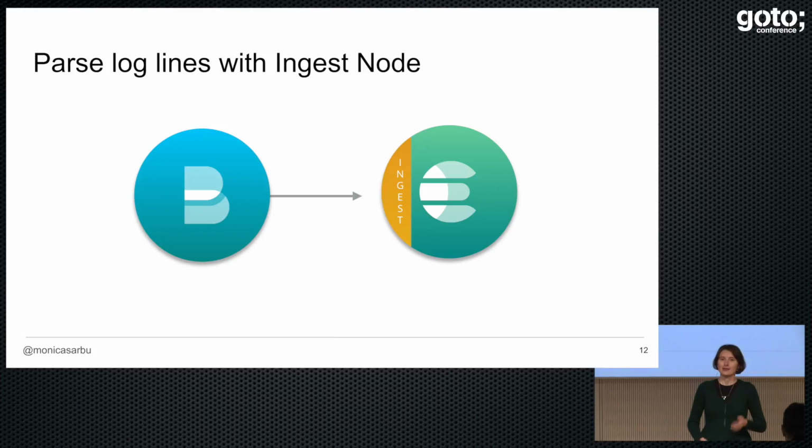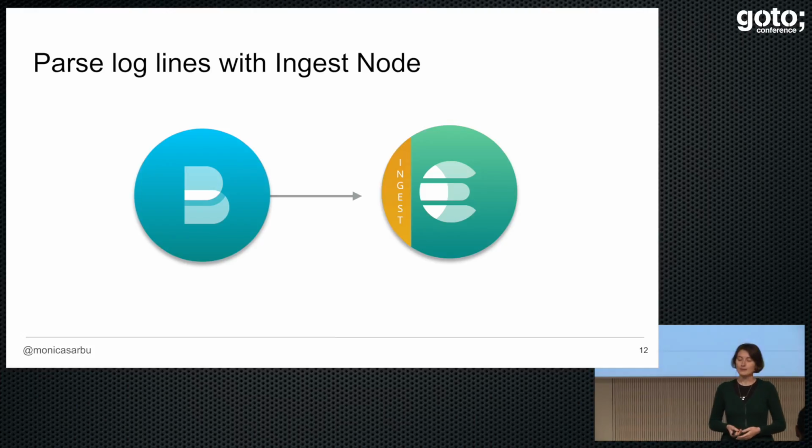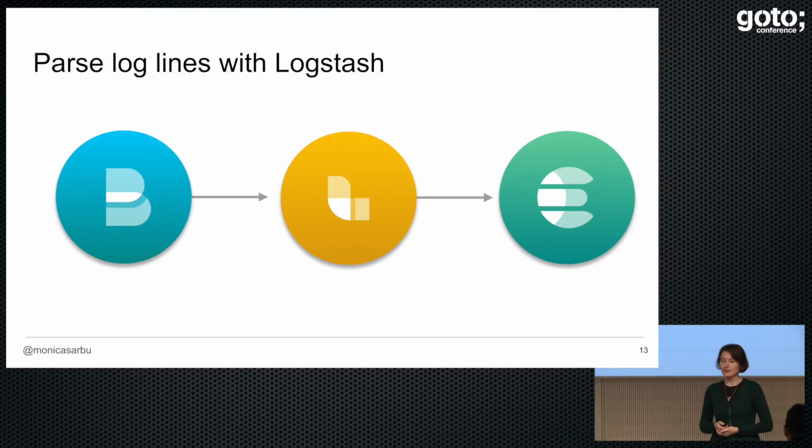Parsing is difficult because each application can have its own format in printing the logs. And in order to be able to parse your log lines, you need to write grok patterns. And with Elasticsearch, there are two options to do that. One option is by using the Ingest Node, which is basically a plugin for Elasticsearch. And the second option is by using Logstash.